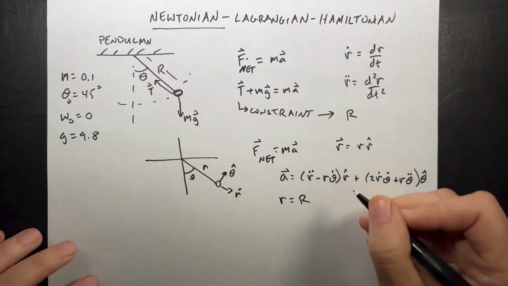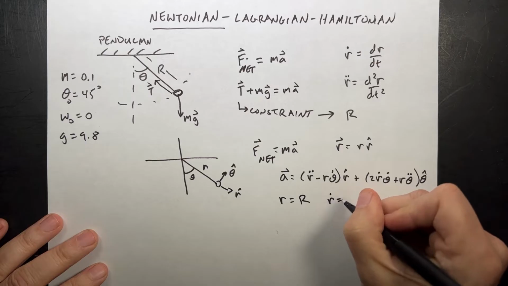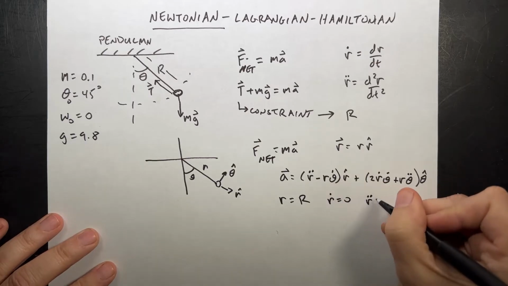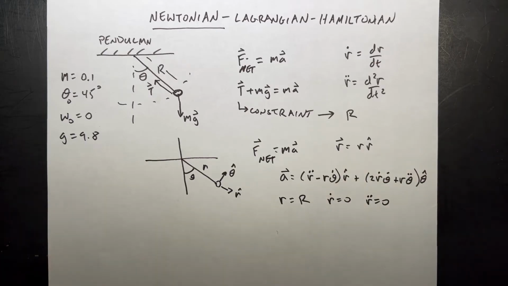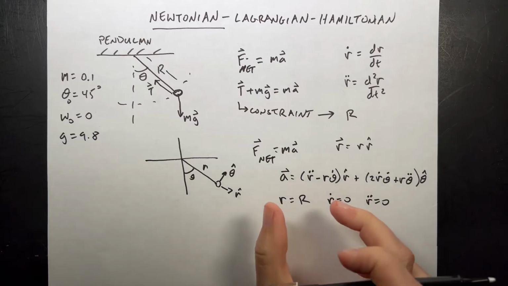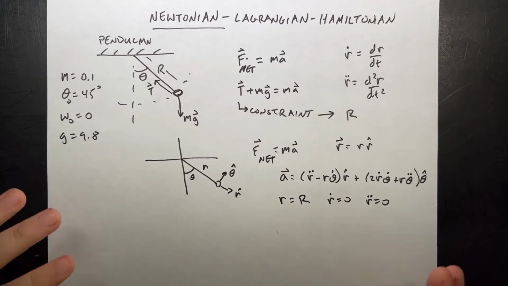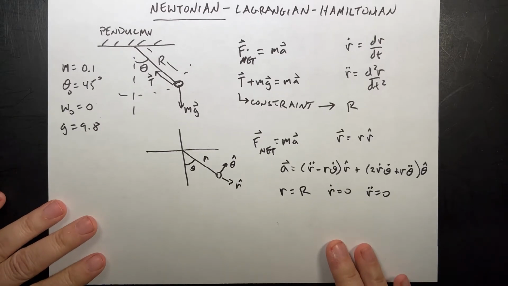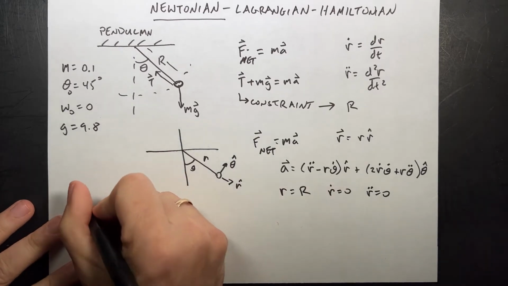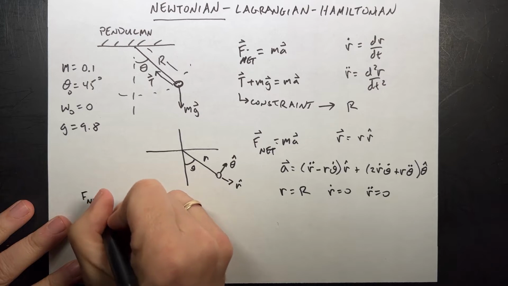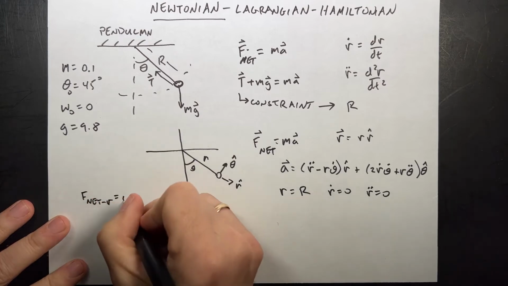But if that's the case, then r dot is equal to 0, r double dot is equal to 0. I take the derivative of a constant, I get 0. So that makes it a little bit easier. Now I can write down the forces in Newton's second law in the r direction. I guess we should do that. F net r is going to be equal to 0.